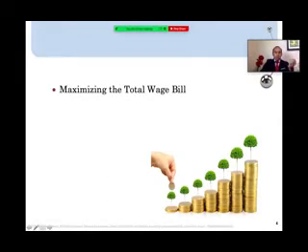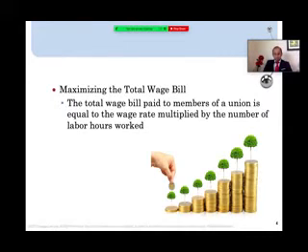The maximizing of the total wage bill, as one of the main objectives, is the total wage bill that will be paid to the members of the union, equivalent to the wage rate that they are paid times the number of hours worked. In some cases, if they work additional hours, they are paid 1.5 to 2 times the wage rate, and they are guaranteed specific hours of work with specific benefits, specific time off, and specific non-exclusionary work conditions, meaning paid vacations, sick leave, etc.